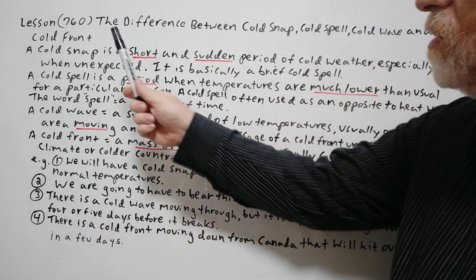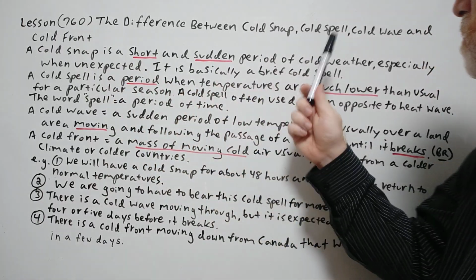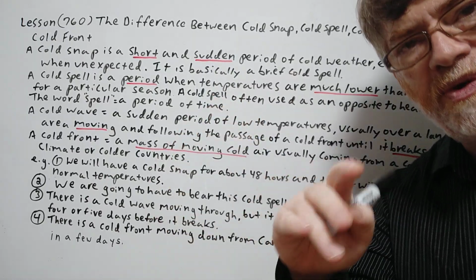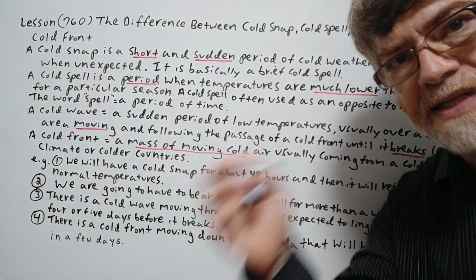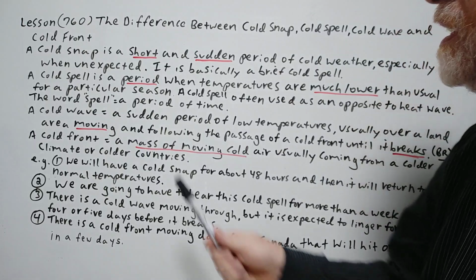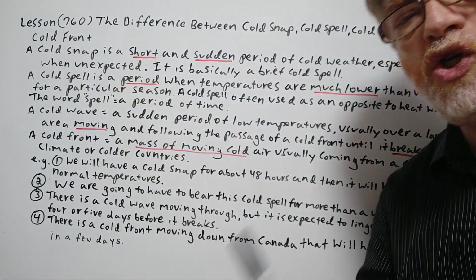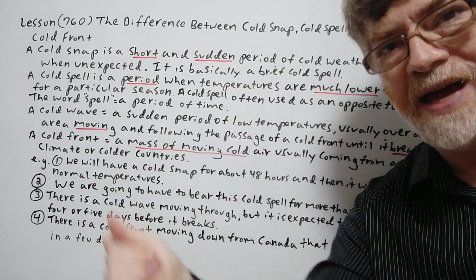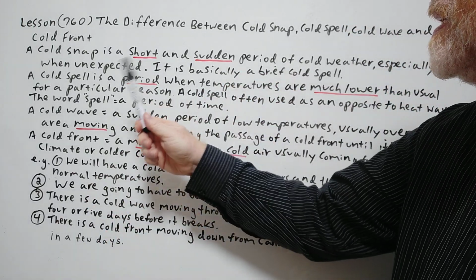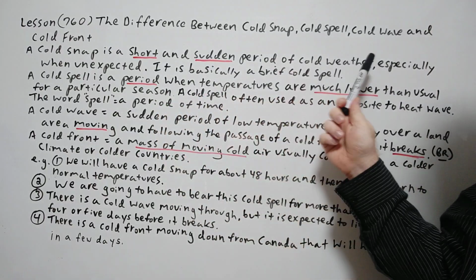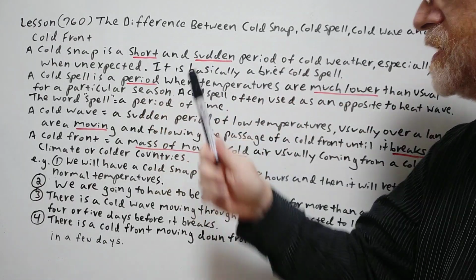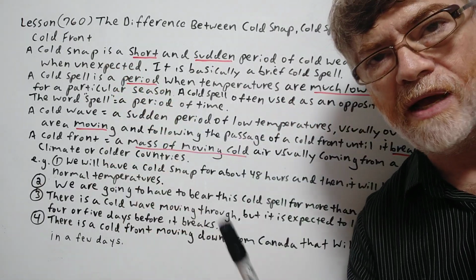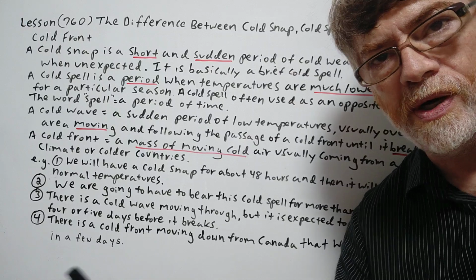All right, a cold snap is a short and sudden period of cold weather. Now you see I've underlined some words to give you key hints so you can understand each word better. A snap is short. It doesn't last very long. Just like when you snap your fingers, you can do it very fast. So a cold snap is a short and sudden period of cold weather, especially when unexpected. It is basically a brief cold spell. So cold snap is just like cold spell, but usually a lot shorter.